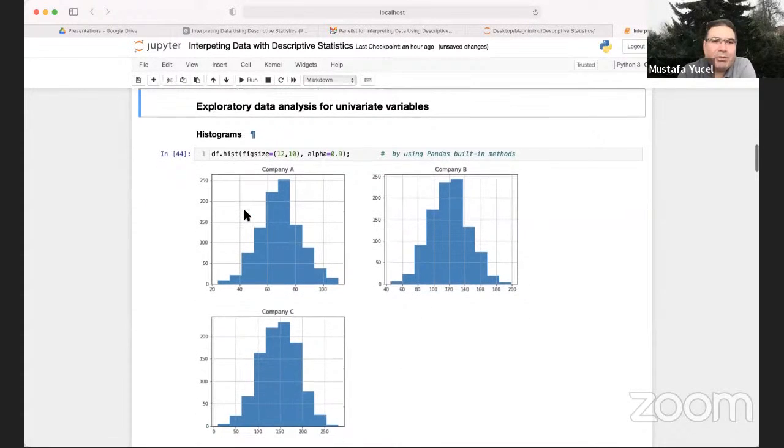Here we will see exploratory data analysis for univariate variables. We already discussed histograms. Histograms show the dispersion of data points. Here we will use the pandas built-in methods. Later we will also use Seaborn or Matplotlib, but here pandas built-in methods really work well. Data frame, just data frame, and hist means histogram. We write the figure size. Alpha is the density of the color.